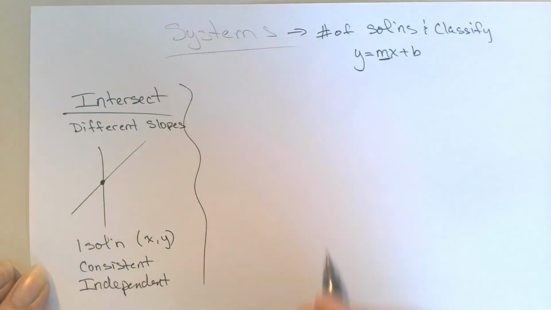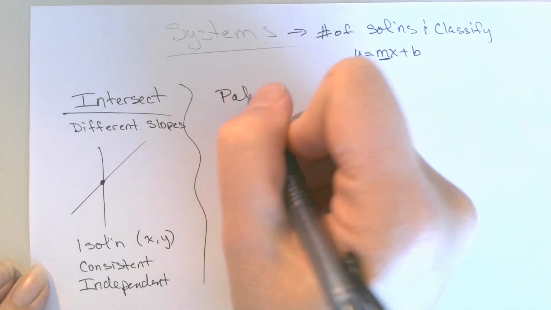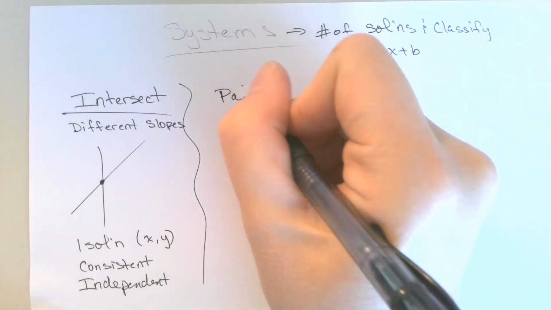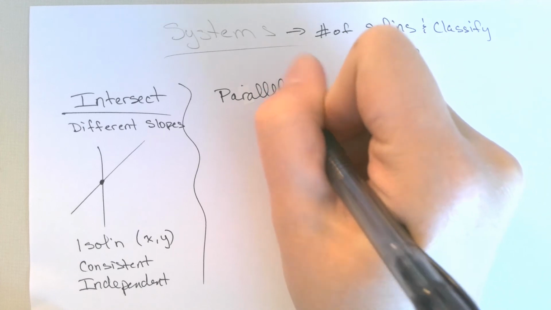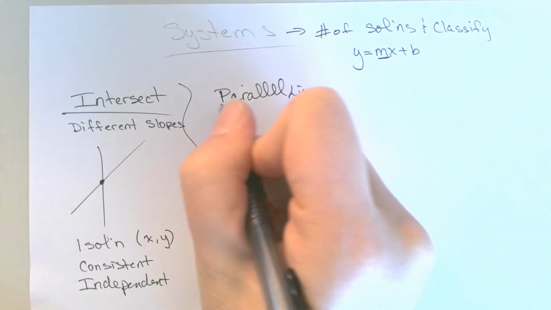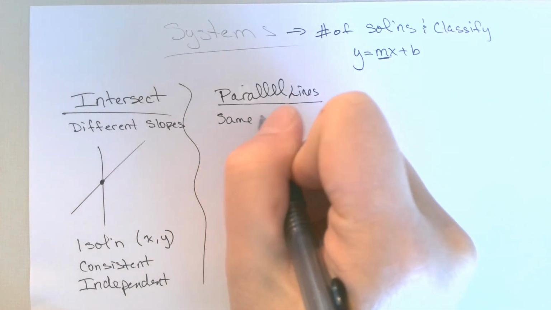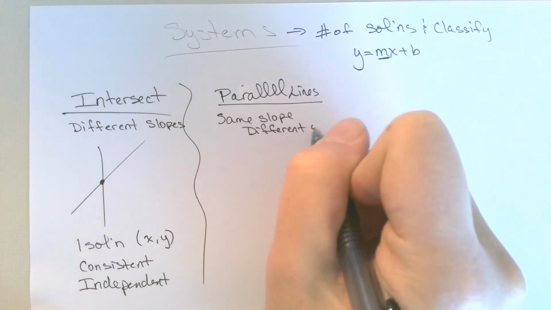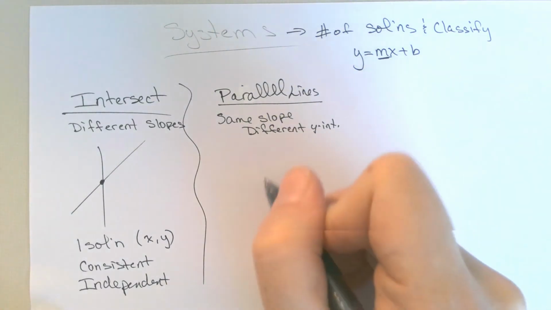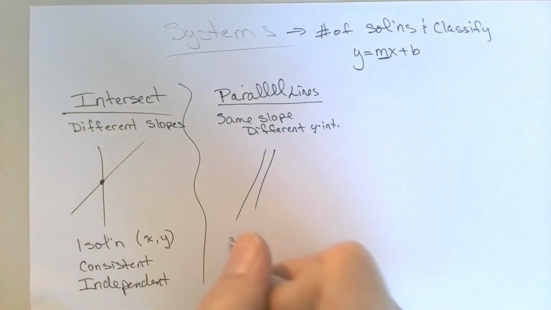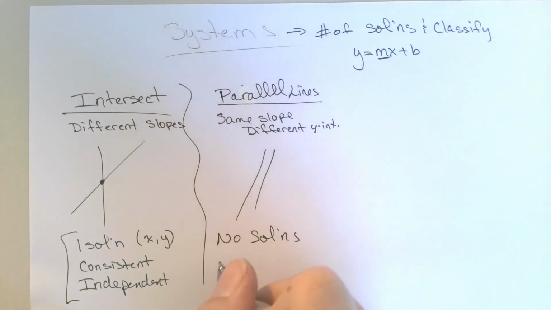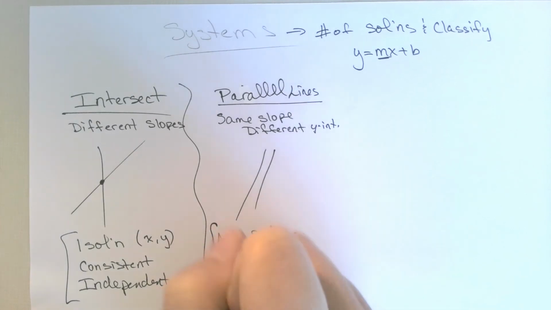All right, so that's one thing that can happen. The next thing that can happen is that I have parallel lines, which I just spelled wrong. And if I have parallel lines, that means they have the same slope, but they have different y-intercepts. So my lines are going to be parallel, they'll never intersect, so I would have no solutions, and that classifies as inconsistent because it doesn't work. So again, this is just a quick review of how to do that.